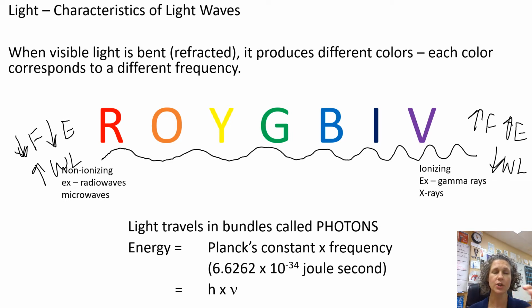One other thing just to know about light is that very often you will hear it described as traveling in photons, and photons are bundles. And so light has this very distinctive characteristic of being able to be described in waves, but also in bundles.